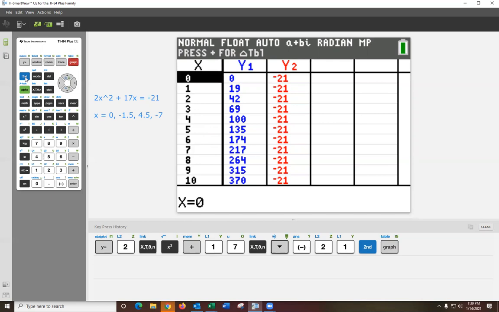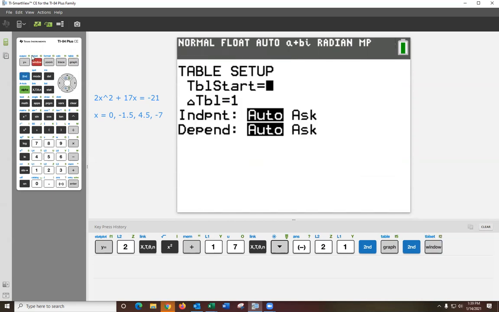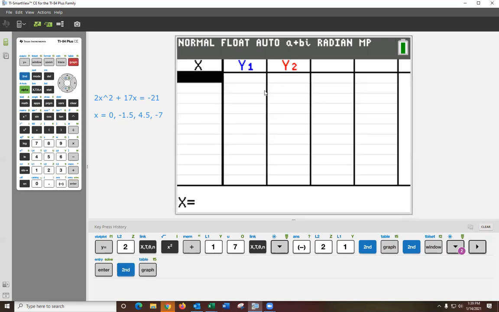So instead, I'm going to go like this: second window, because table set is right there. This is where you can go to get your table all set up before you actually use it. And right now it's set to auto, as in the table automatically populated itself. It just had all those numbers there that you saw a moment ago. But another alternative is to select ask, so that the table in effect is asking us for specific x values like these. So if I go second table, go back to there, now there's nothing there because it's waiting for me to type in these numbers.